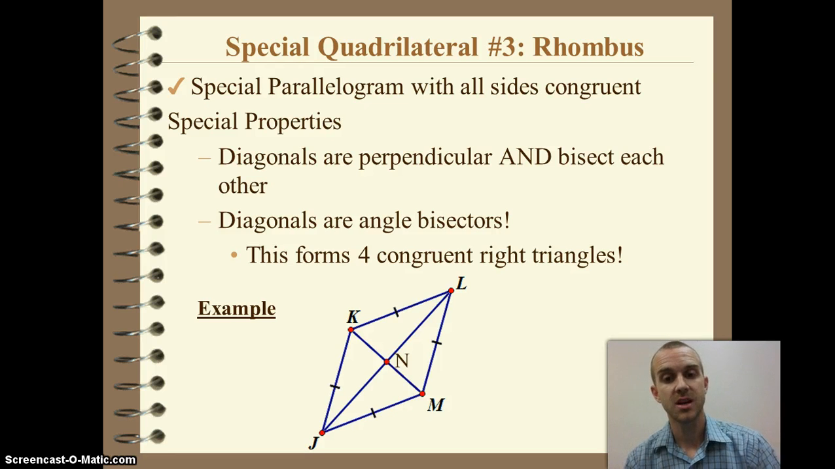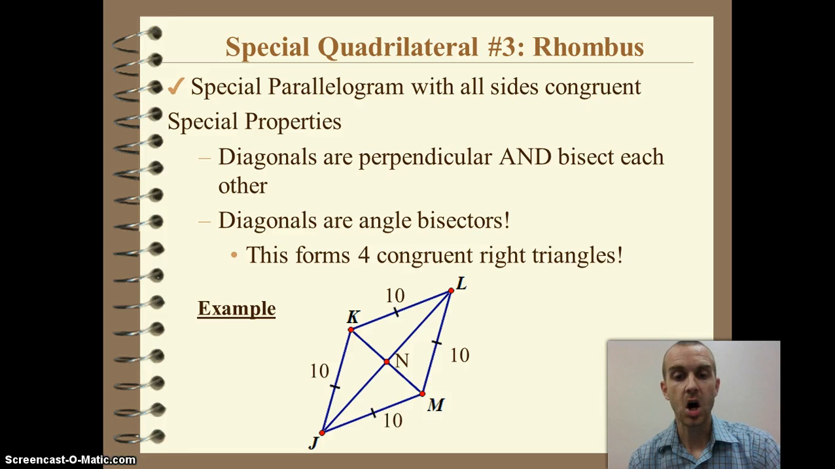the major angles. By creating this, you end up with four congruent right triangles inside the rhombus, and you can almost see them here in how they line up. So if I knew that one side, say side JK, had a length of 10, I would know that all four sides would have a length of 10. If I was later told that the length of diagonal JL was 16, because I know that the diagonals bisect each other, I would know that JN and NL would both have to have a length of 8.